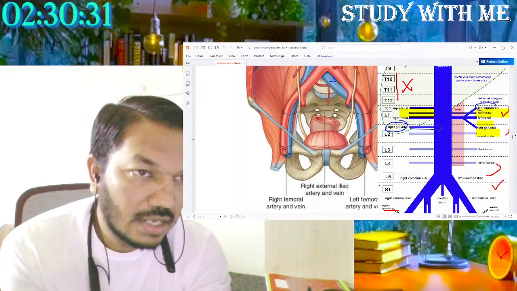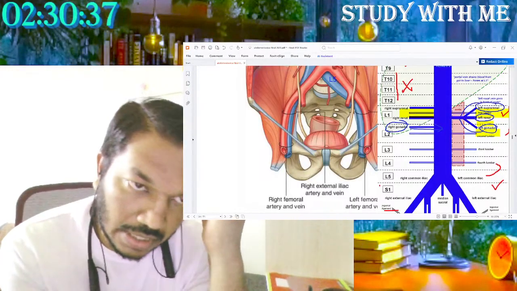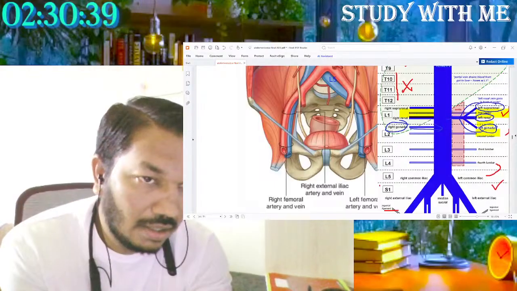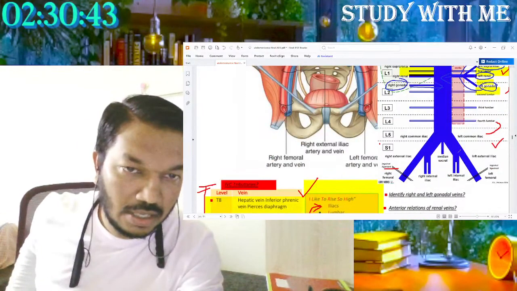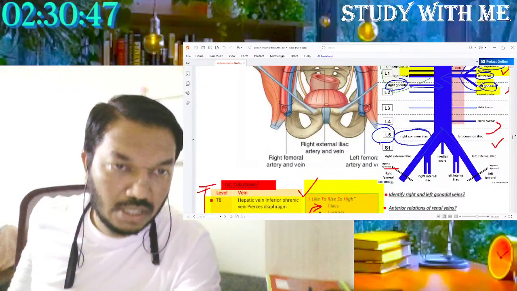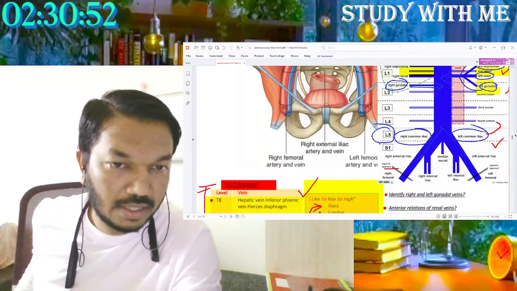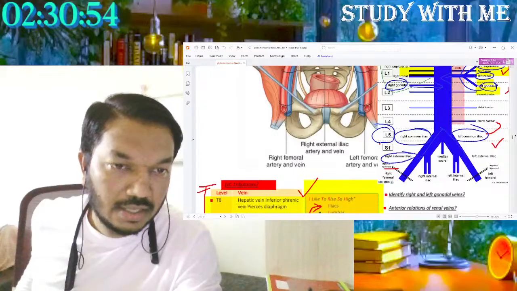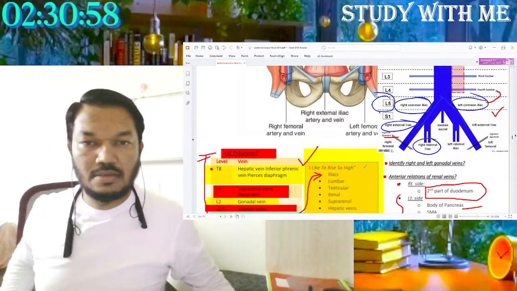But on the left side, the left suprarenal first joins the left renal, the left gonadal joins the left renal, then the left renal joins the inferior vena cava, and then it terminates at L4 into the right common iliac vein and left common iliac vein. The common iliac vein again divides into the right external iliac vein and right internal iliac vein, like the artery.